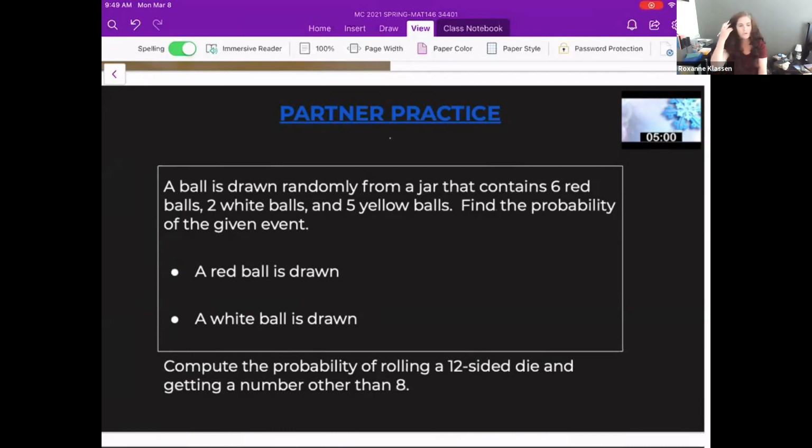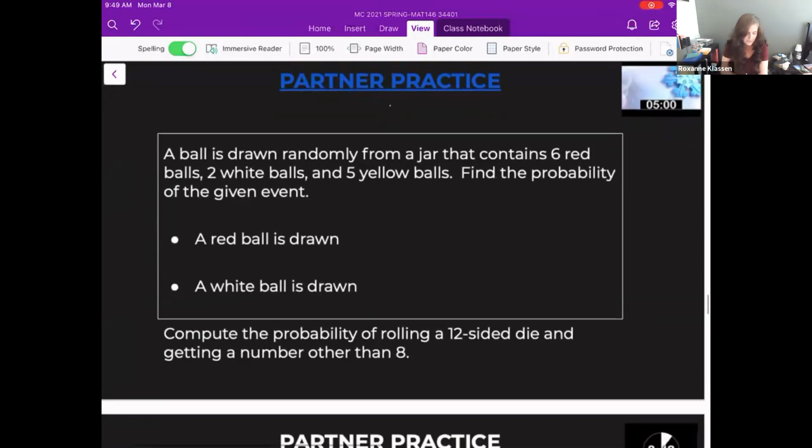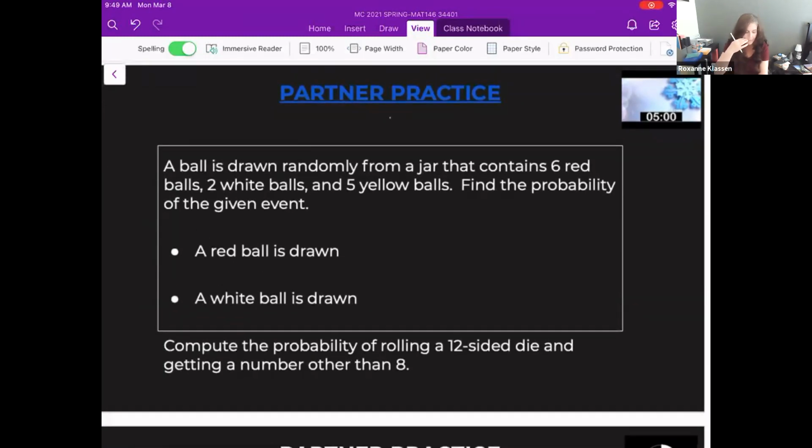So if you look at the first question on that worksheet that I just put in the chat, it's the same as this question right here. A ball is drawn randomly from a jar that contains 6 red balls, 2 white balls, and 5 yellow balls. Find the probability of the given event. So when we do that, any ideas on what we need to do?